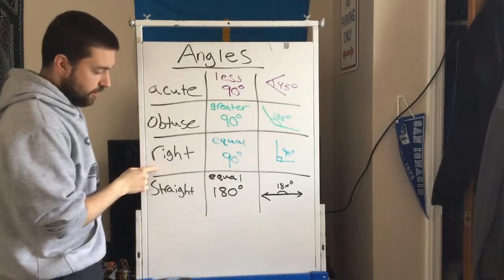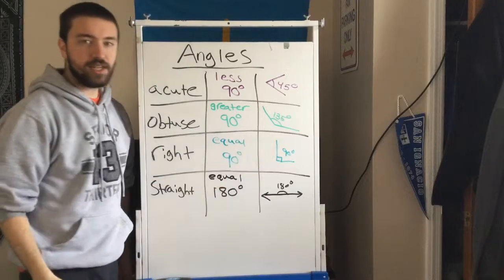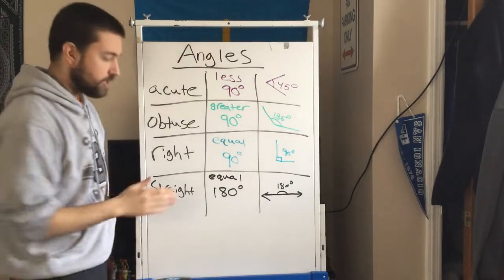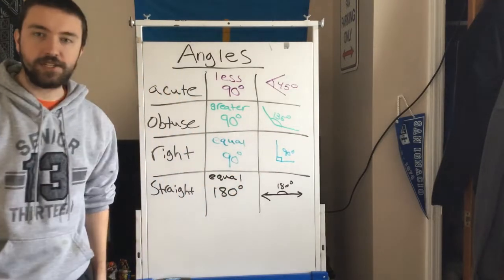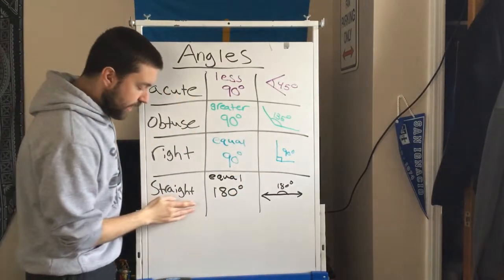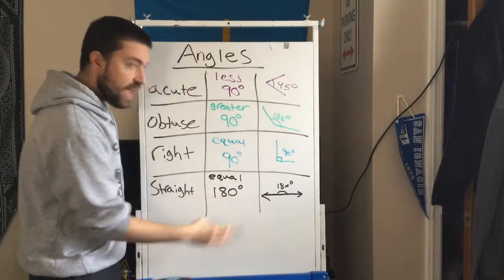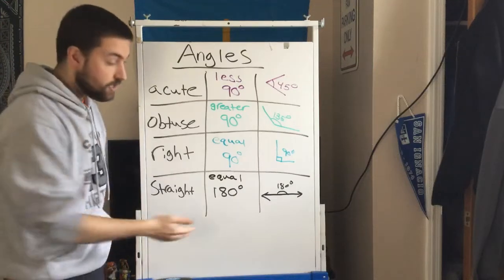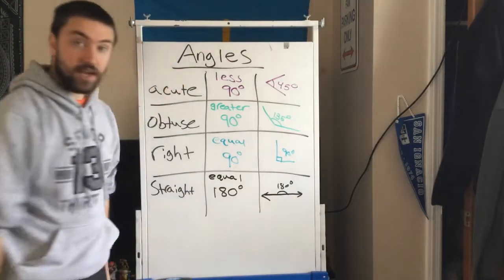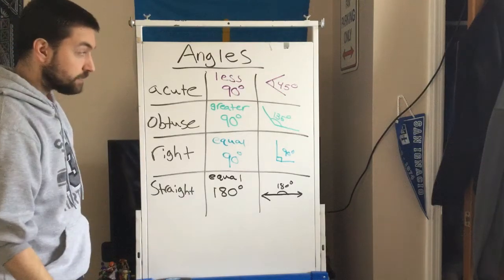Then we have our right angle, which is equal to 90 degrees. It's exactly 90 degrees, no more, no less. The only way an angle can be a right angle is if it's equal to 90 degrees. And then our last angle is the straight angle. These angles are exactly 180 degrees, no more, no less. And they are straight lines. Every single straight line is a straight angle.